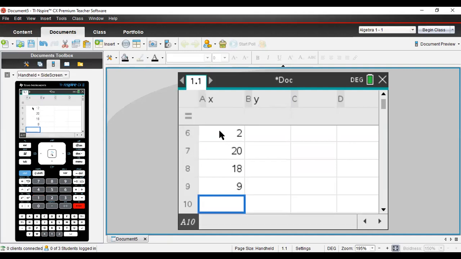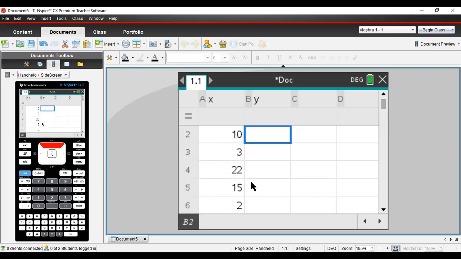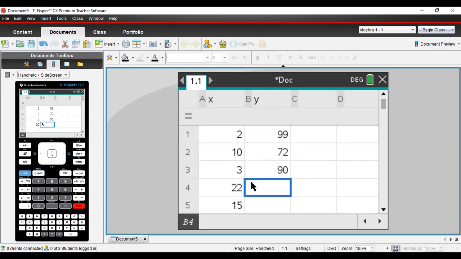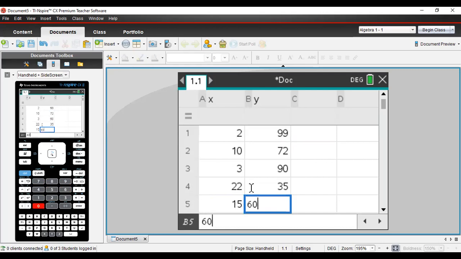18, 9. Now, it's really important when you're doing these linear regressions that you get the data perfectly. You can't make one mistake because that'll throw off your equation, and you'll be missing a question because you didn't enter the data right. So the next one is 99 and then 72. These are scores. This is 90. This is 35. This is 60. This is 80. This is 40. This is 43. This is 75.